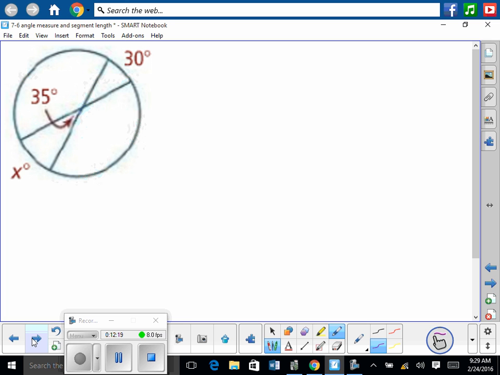Okay, so looking at this one. First of all, which theorem are we using? We're going to use the adding one. This is an angle formed on the inside of the circle. So we know it's not a central angle, it's not an inscribed angle. So we say, okay, we know theta is equal to 1/2 times arc 1 plus arc 2, right? Everybody? The big plus the small doesn't matter, right?